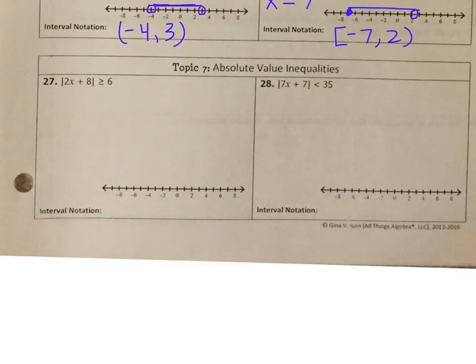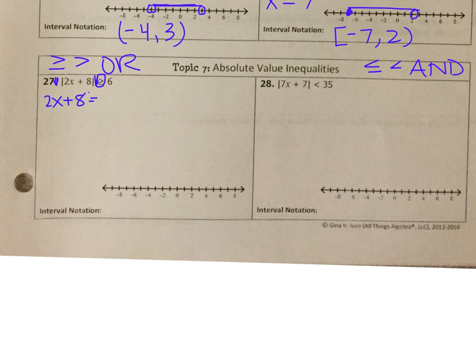All right, at the top here, I want you to write greater than or equal to, greater than, or less than or equal to, less than, and. So this one is going to be an or. There's nothing outside my absolute values, so I'm just going to make it 2 problems. So when I do that, I get 2x plus 8 is greater than or equal to 6. 2x plus 8 is less than or equal to negative 6. Remember, you flip the sign and make it negative.